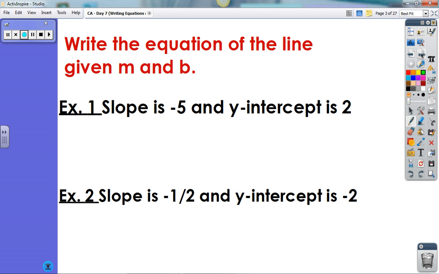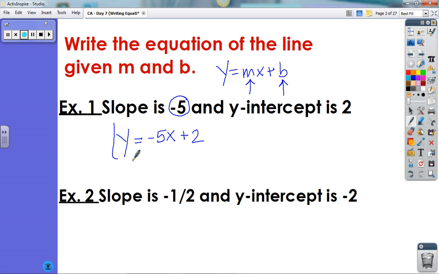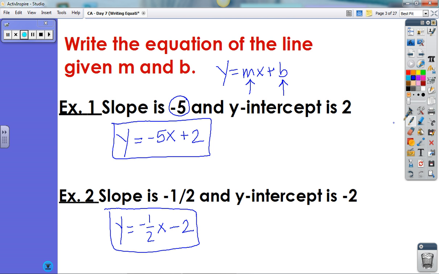So if I'm given the slope and the y-intercept, then remember I'm writing it in slope-intercept form, which is y equals mx plus b. And if that is my slope and this is my y-intercept, then all I have to do is substitute those two things in. So it would be y equals my slope times x, so negative 5x, plus my y-intercept, which is 2. Same thing here. My slope times x plus my y-intercept, which is negative 2. So I can either put plus negative 2 or just minus 2. Either way is acceptable.